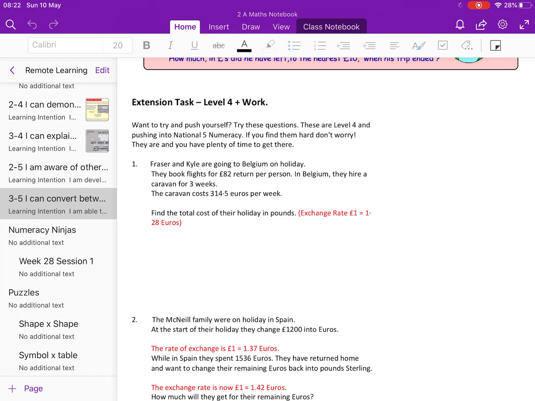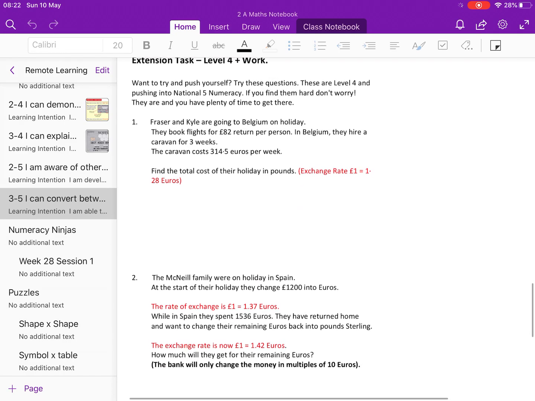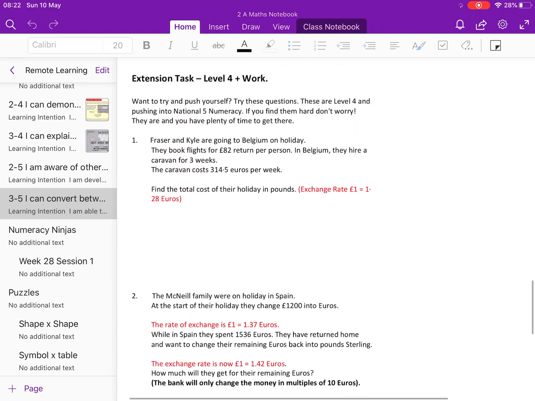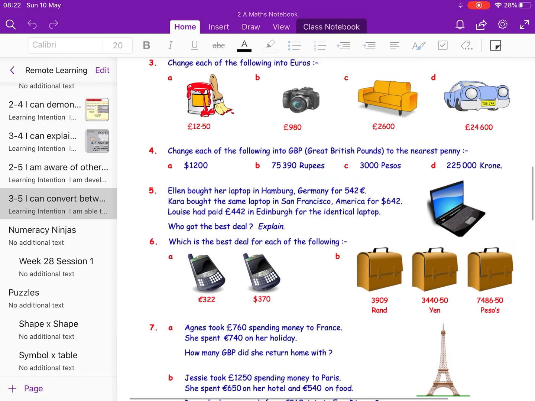That means it's really at the top end, almost looking into National 5 level numeracy questions. They're quite hard, they're supposed to be hard, but if you want to go on and try to do them, then that's absolutely fine. There are 4 questions there that you can have a look at.